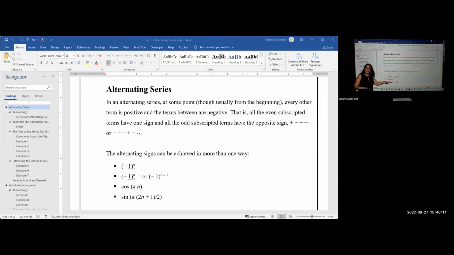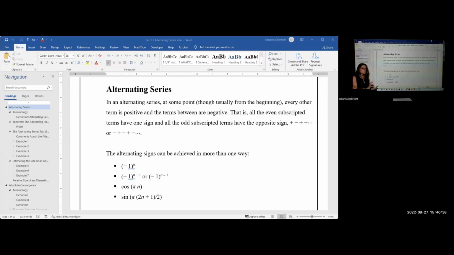We can also, however, achieve an alternating sequence by including a sine or a cosine function, but not just any function. We can include cosine of n pi in the summand. Now, what is that going to do? Well, we know that the cosine of 0 is 1 and the cosine of pi is -1, and the cosine of 2 pi is 1 and the cosine of 3 pi is -1.